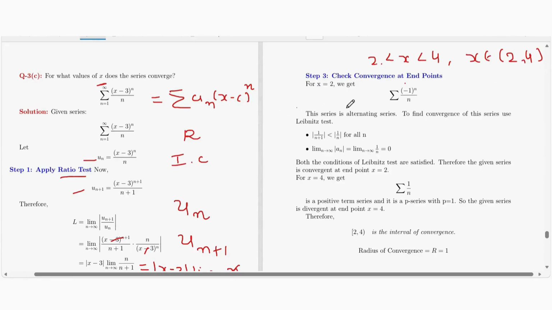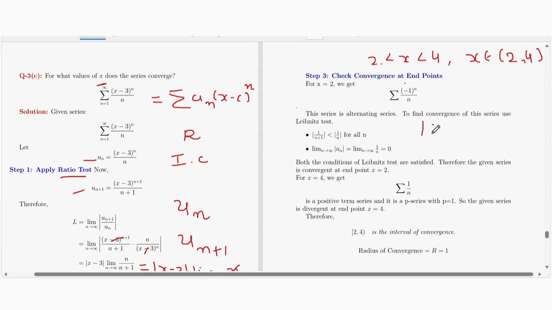For x equal to 2, in the series put x equal to 2. So here put 2. 2 minus 3 is what? Minus 1. So we get the series minus 1 raised to n upon n. So for x equal to 2, the series is minus 1 raised to n upon n. Now this series is an alternating series. To find the convergence of an alternating series, only the Leibniz test is applied. And what is the condition for the Leibniz test?